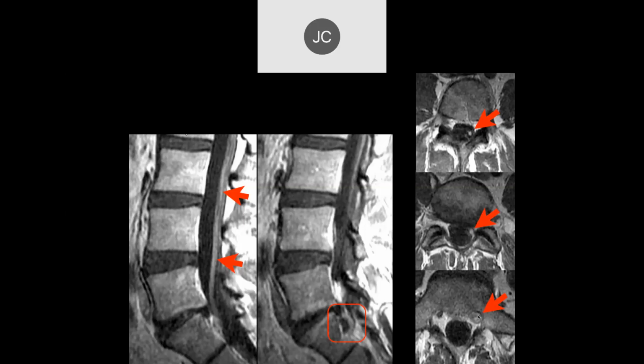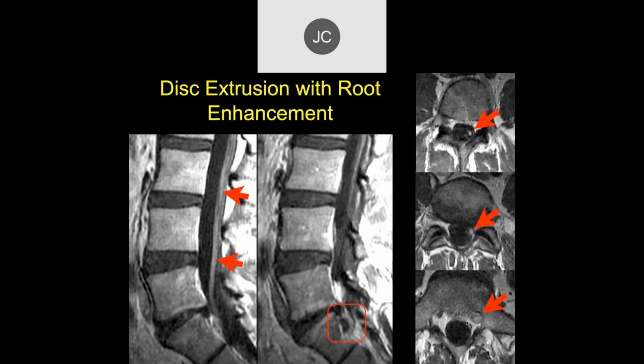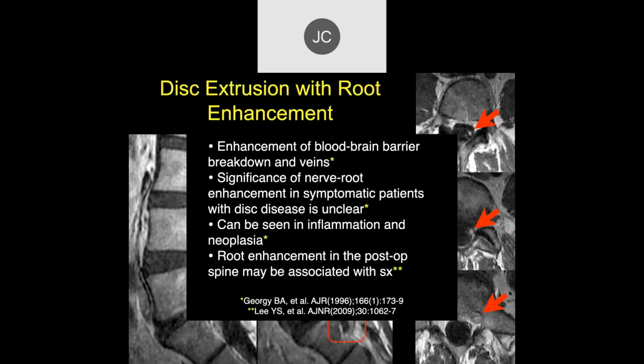So what's the significance of this? Notice it's enlarged down here inferiorly. There was a time when we thought this might be an indication of pain. So that was another reason why people for a while did post-contrast imaging to look for enhancing nerve roots. But the bottom line is, maybe due to blood-nerve barrier breakdown, maybe due to inflammation, it doesn't really seem to associate much with symptoms. So it's probably not a significant finding anymore.